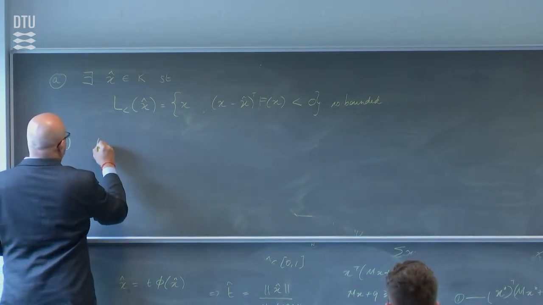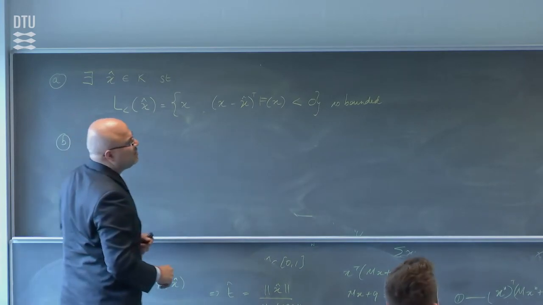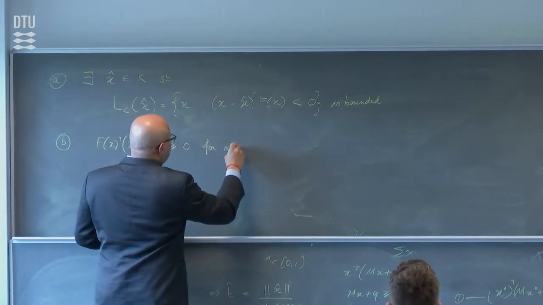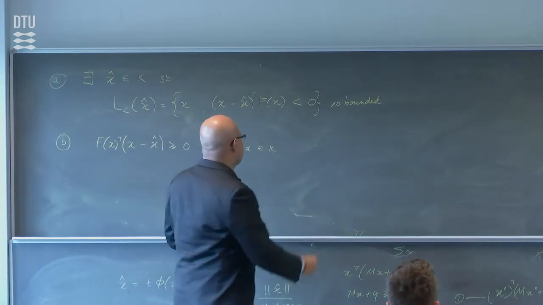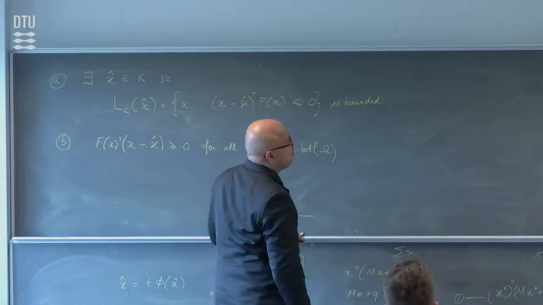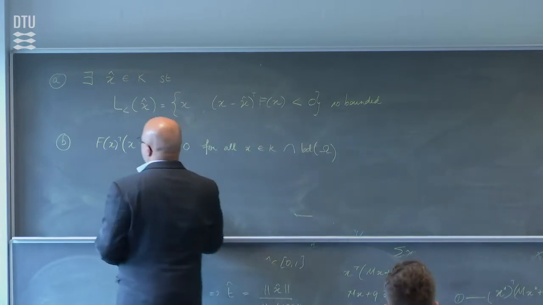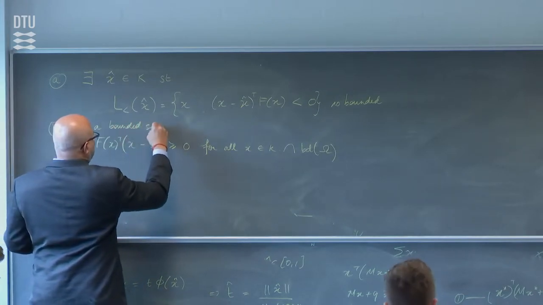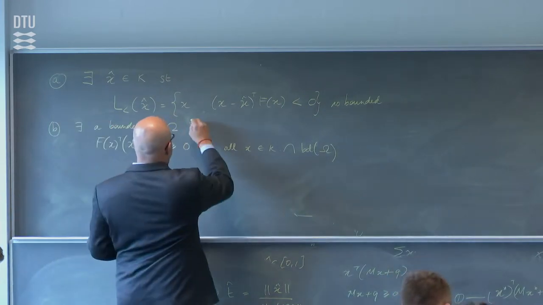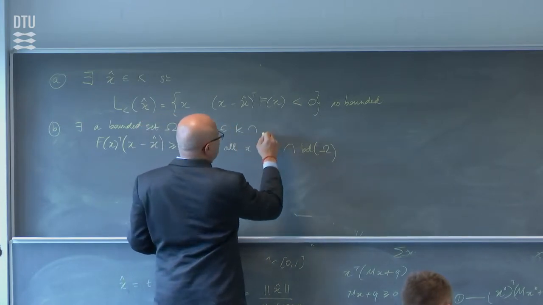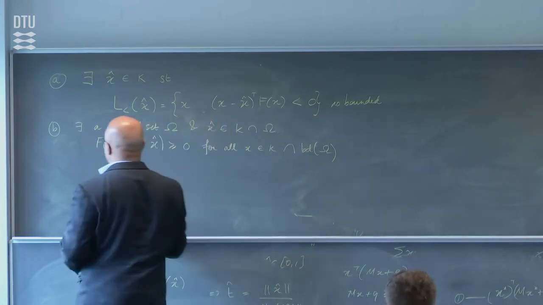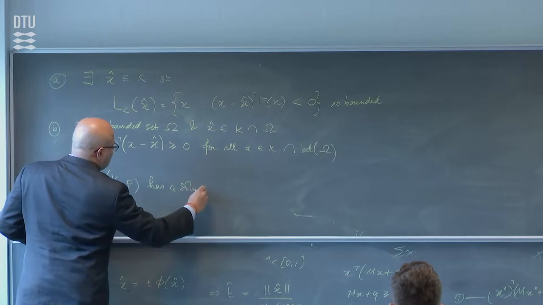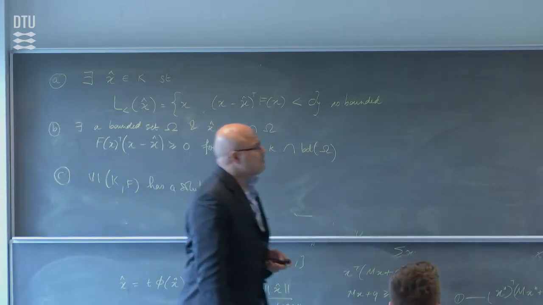B: F of x transpose (x minus x hat) for all x in K intersection boundary of omega. Here there exists a bounded set omega, K intersection omega. And C is that VI(K, F) has a solution. So I'm going to show A implies B implies C.